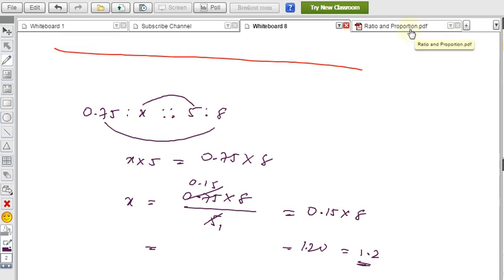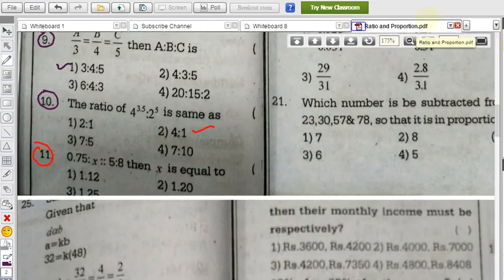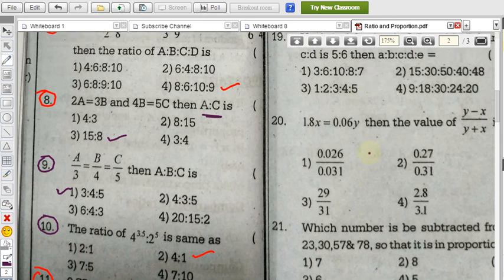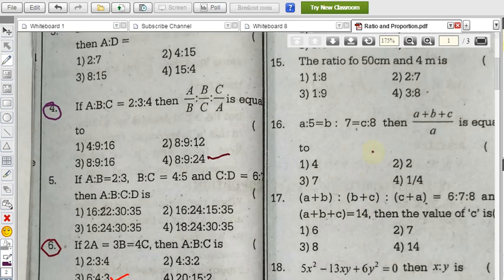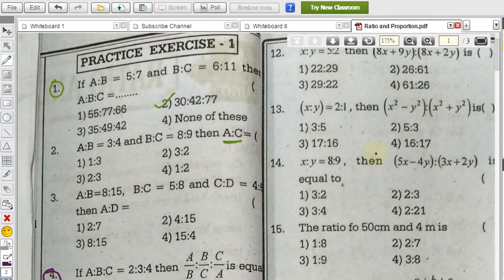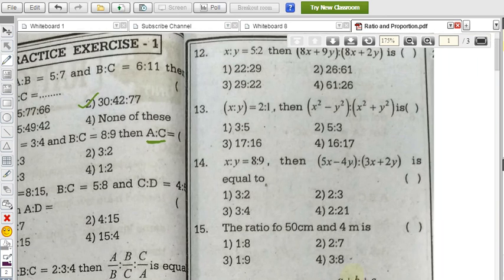So these are the problems, and similarly, every question which is related to another formula, otherwise we can simplify with the concept of proportional symbol. 12th also similar, x is to y is equal to 5 is to 2, then 8x plus 9y is to 8x plus 2y. Just you can substitute in the place of x 5, in the place of y 2, so you'll get the answer.